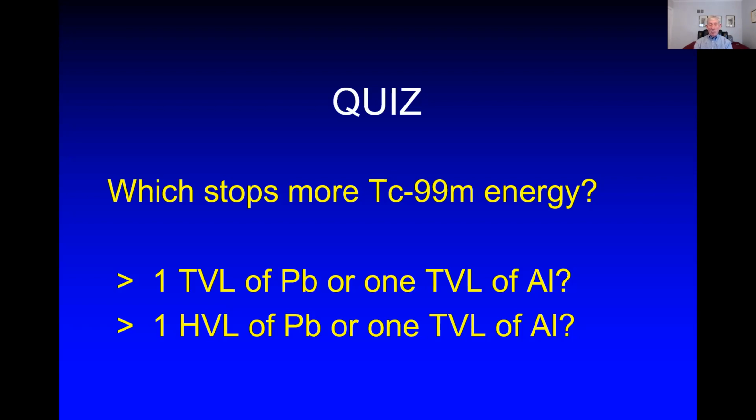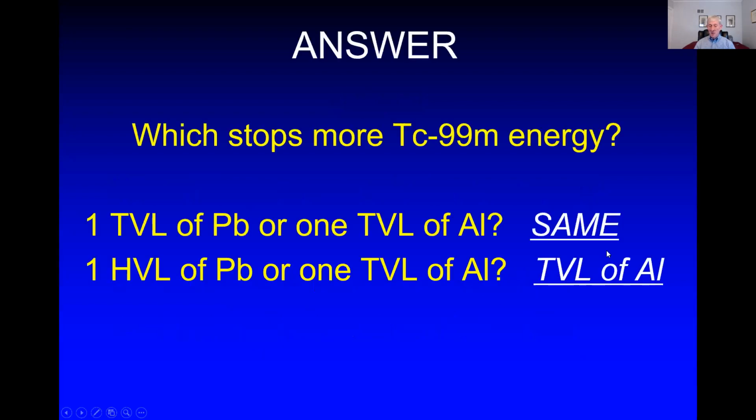But how about number two? Which stops more, a half value layer of lead, which is very dense, or a 10th value layer of aluminum, which is very lightweight? The TVL? Perfect. A TVL is going to cut it by a factor of 10. An HVL is only going to cut it by a factor of 2. This lead and this aluminum are just misleading. They don't even need to be there because it doesn't matter what they are. Once you've got an HVL, it cuts it in half. Once you've got a TVL, it cuts it by a factor of 10. A TVL of anything will absorb more radiation than an HVL of anything else. So there are your answers.